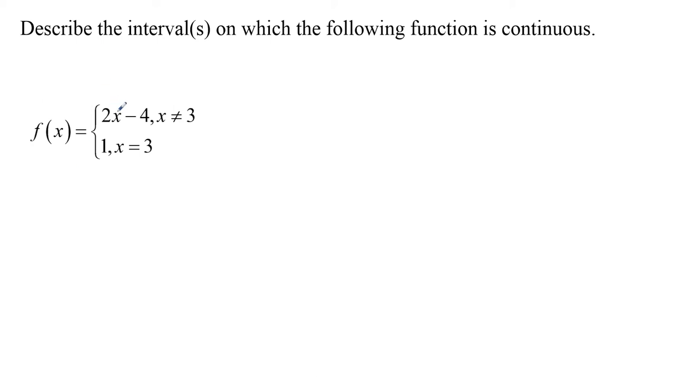So I get x squared minus 4. That's a linear equation, and that's going to be true everywhere except for when x is not equal to 3. All right, so everywhere x is not equal to 3, it's going to be this function, and then when x equals 3, it's going to be 1. Okay, so what does that look like?